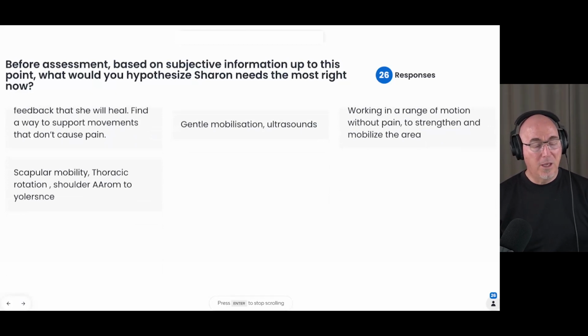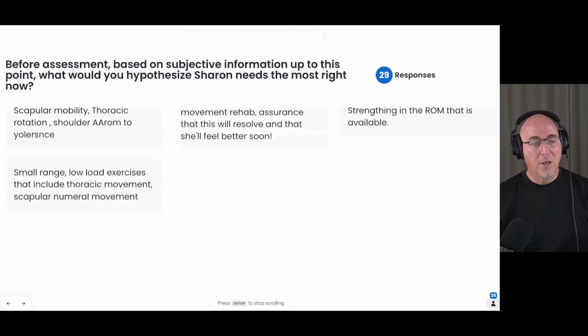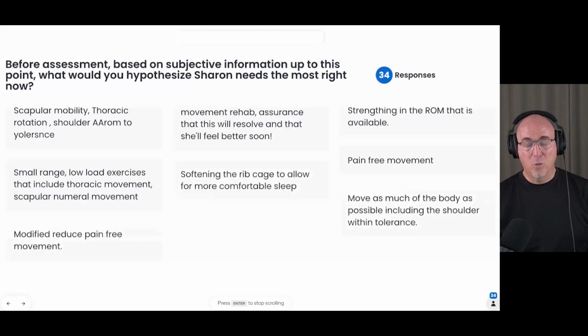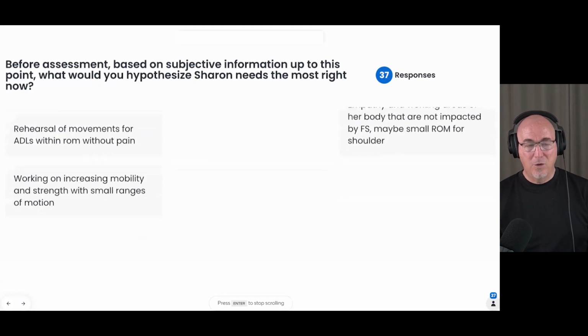I'm looking at the answers that are coming in here as we scroll through, and looking at small ranges of motion. I love it. Movement rehab. And again, the movement's going to stay inside that pain-free range of motion. We're not going to necessarily try to increase range of motion at this stage. We're going to allow the range of motion to increase. And there's a little bit of a difference in those two statements. Did any of you hear that?